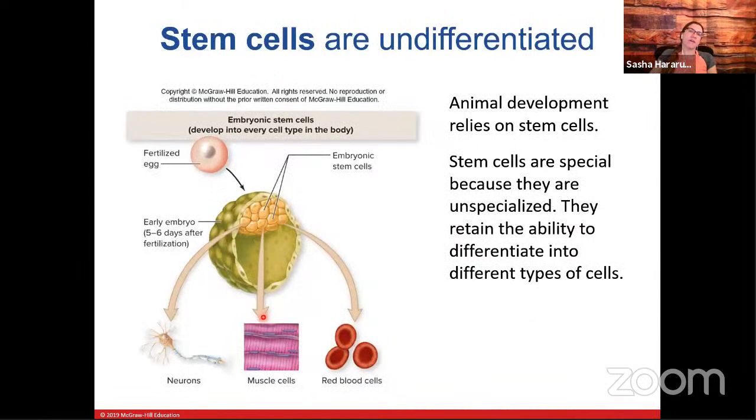So stem cells are the kind of cells that are undifferentiated. Animal development relies on stem cells. The very first cells that form in an embryo are stem cells. So note that this blob of cells will later on differentiate into skin, muscle, neurons, blood cells, bones, into anything. But initially, the embryo is just a blob of cells, a blob of stem cells, to be more precise. These stem cells are special because they are unspecialized. They retain the ability to differentiate into different types of cells.